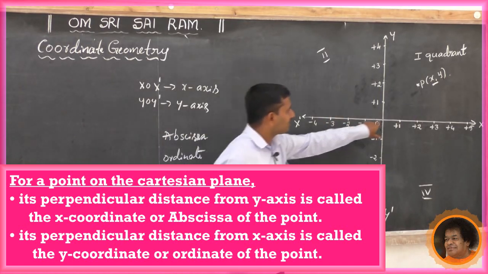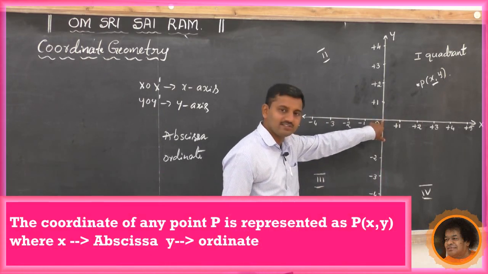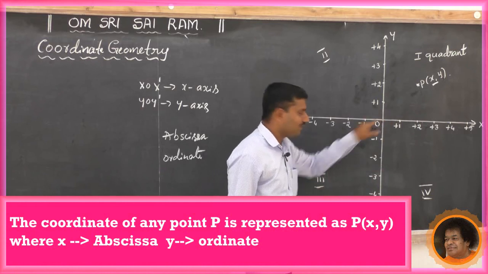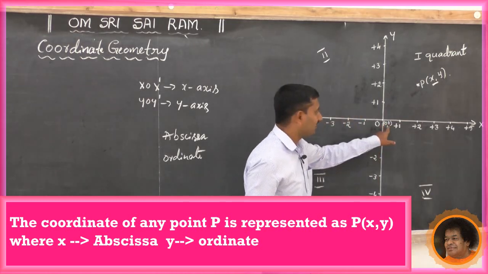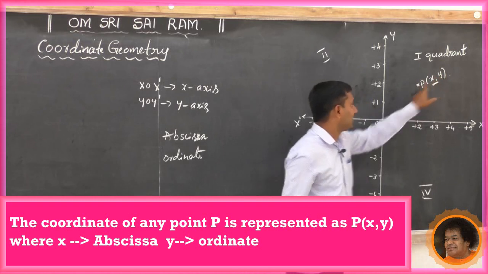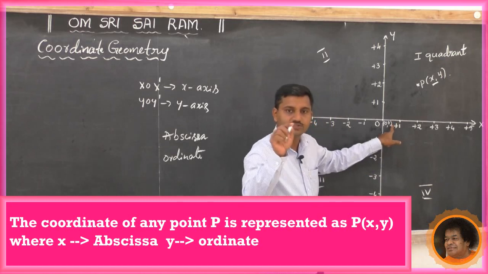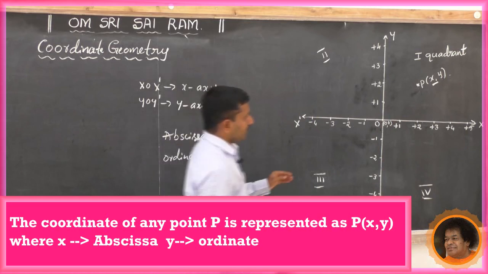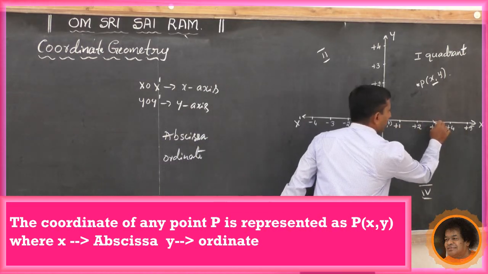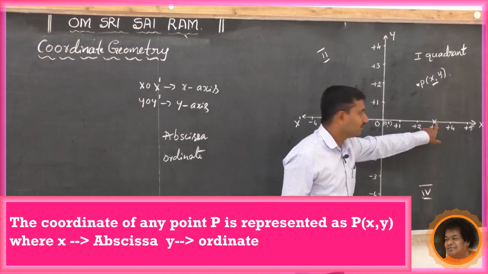Next, what are the coordinates of the origin? At the origin, the x value is 0 and the y value is also 0. So the coordinates of the origin are 0 comma 0. Because the coordinates are always denoted as x comma y, here the x coordinate is 0 and the y coordinate is 0.